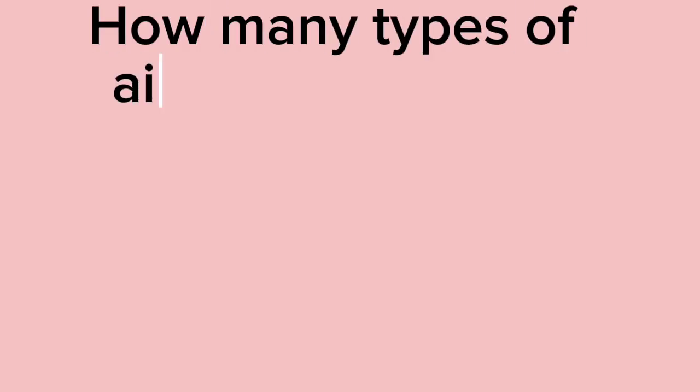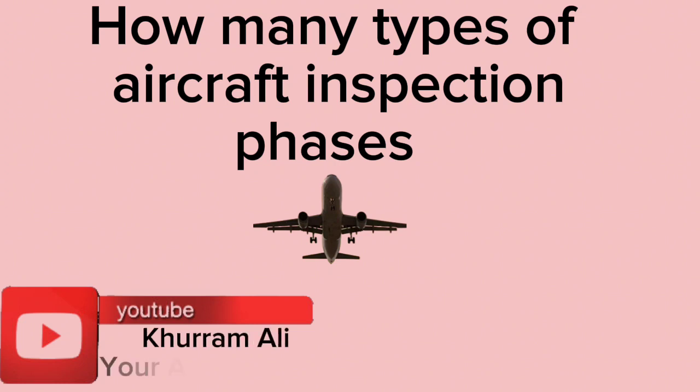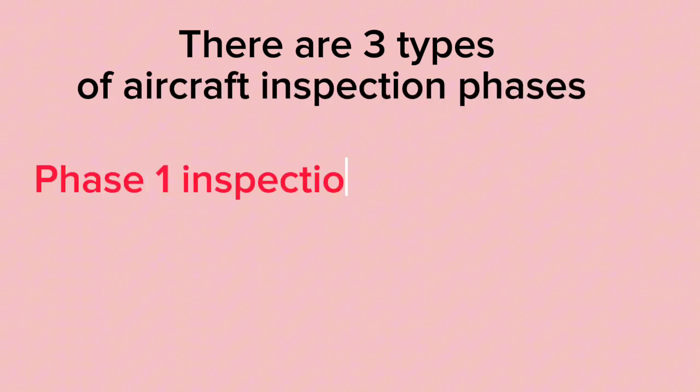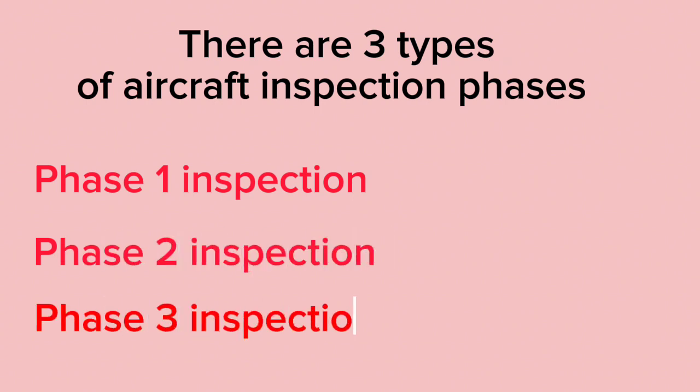How many types of aircraft inspection phases? There are 3 types of aircraft inspection phases: Phase 1 inspection, Phase 2 inspection, Phase 3 inspection.